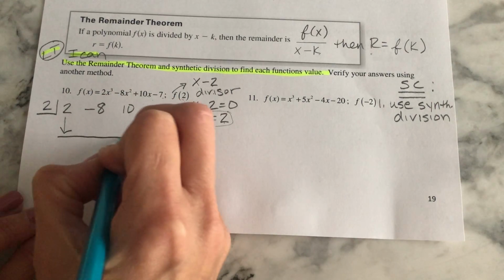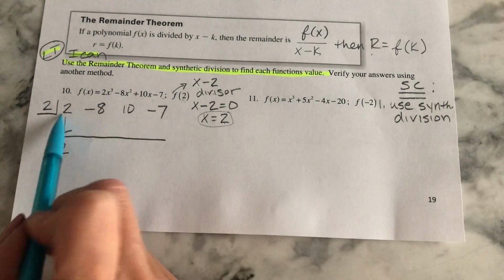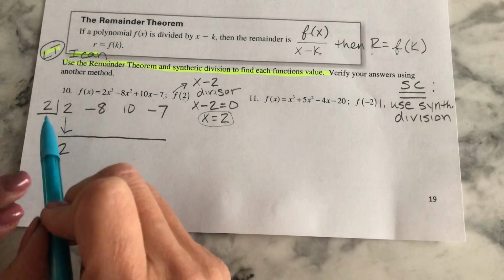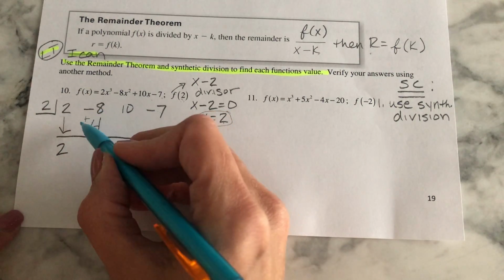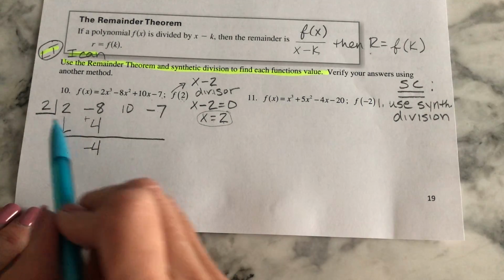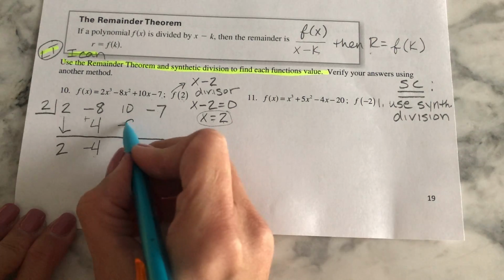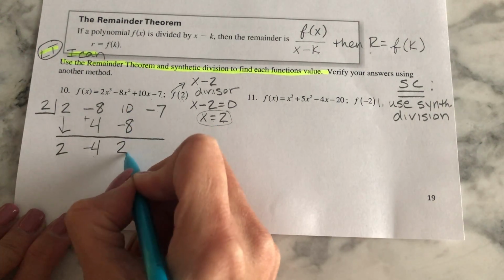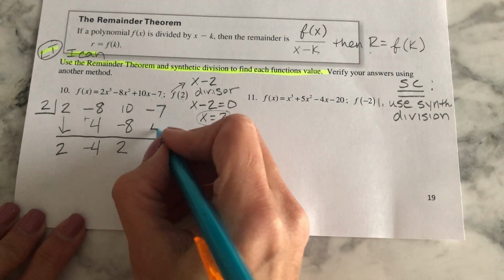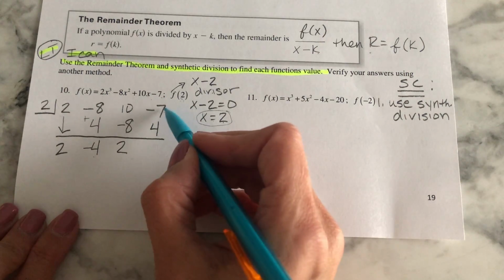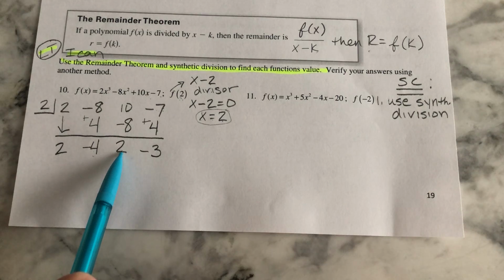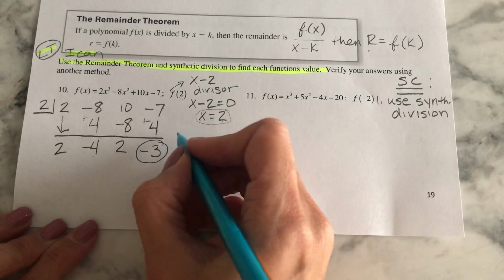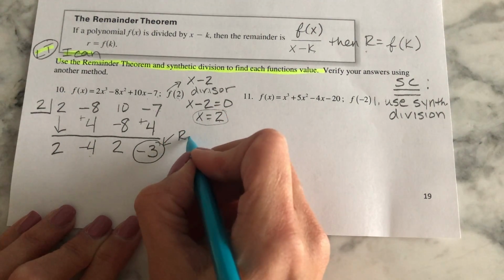All right, so how do you do that? Well, you bring down the 2. We learned this yesterday. Bring down the 2 to start. That first number comes down, and then you start with the pattern of multiply, add. So multiply 2 times 2, that's 4. And now add straight down. Negative 8 plus 4 is negative 4. Do your process again. 2 times negative 4, that's negative 8. Add down, 10 plus negative 8 is 2. Multiply again, 2 times 2 is 4. Add down, negative 7 plus 4 is negative 3. So what did I just find here? Well, I found the quotient. The quotient would be 2x squared minus 4x plus 2, which means that the remainder is negative 3. That's our remainder, negative 3.